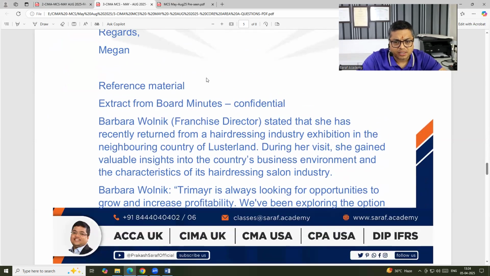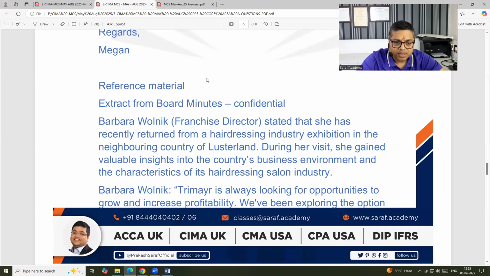Extract from the board minutes, confidential. That means this information you are getting from the SFO. Don't say it to your family members, don't say it to your friends. This much ethics we should follow. In the exam, you should not say it to your wife, husband, brother, sister, anybody. Confidential means confidential. Business means business. Don't disclose to anybody. Become an ethical person. So the extracts from the board minutes, your SFO is giving you.